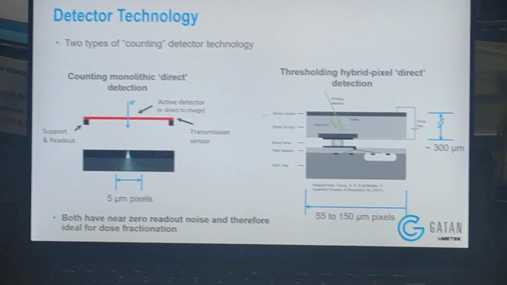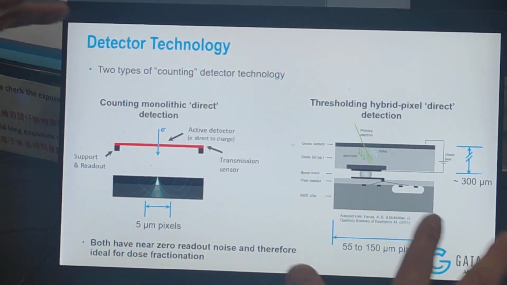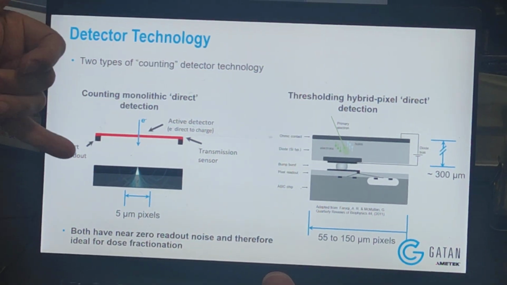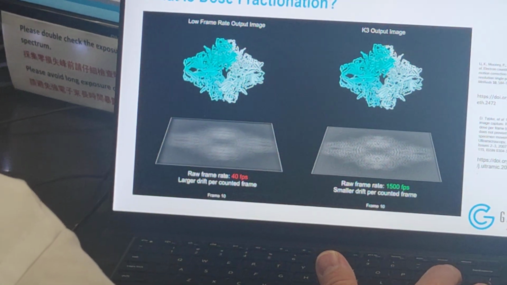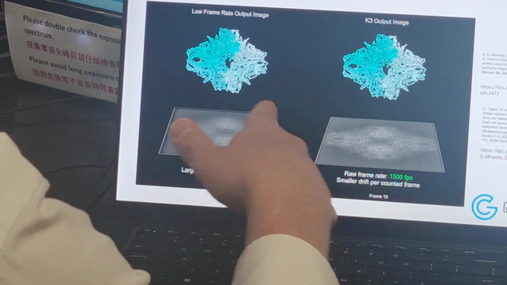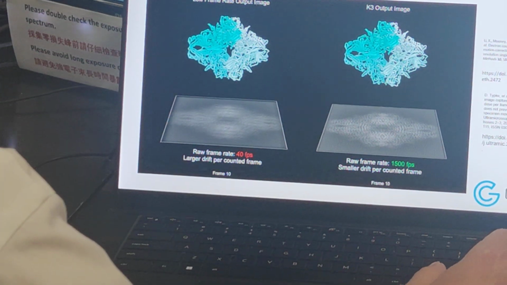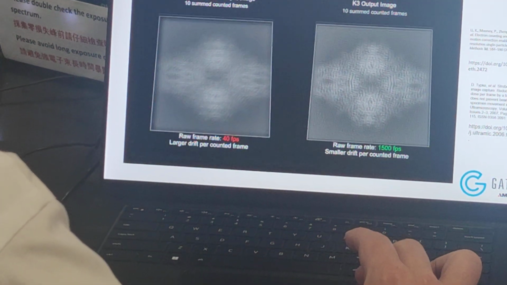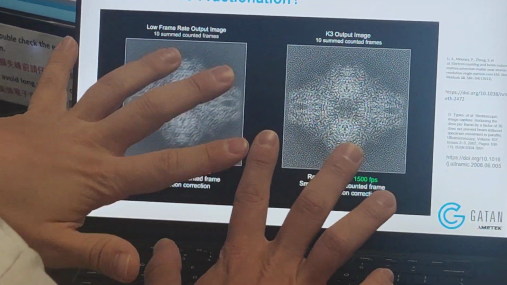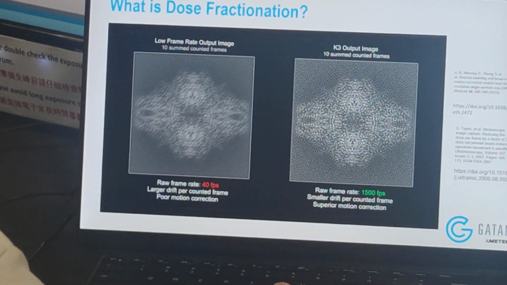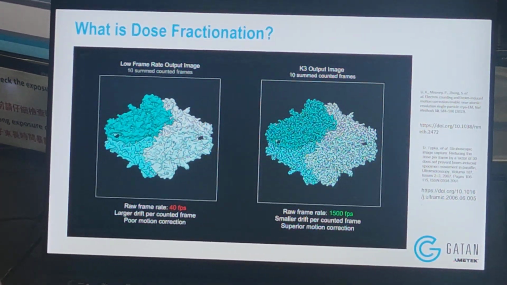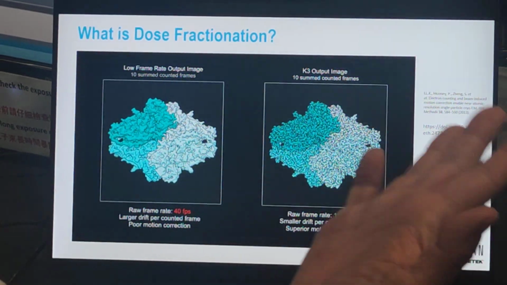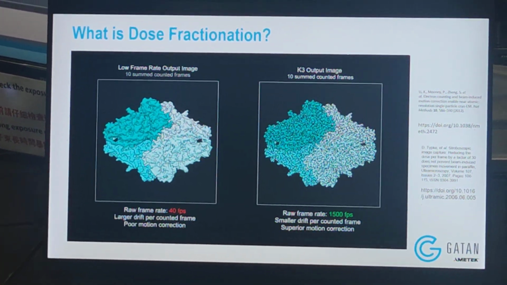Dose fractionation. This is something that people in cryo have been doing for ages. Basically, as soon as the K2 was a camera, they were doing this dose fractionation. You just go really, really fast and reject, and you just get higher resolution, right? Because you have fewer non-rigid artifacts, and you just sum up these counted frames, you get less and less noise, so the SNR goes up.